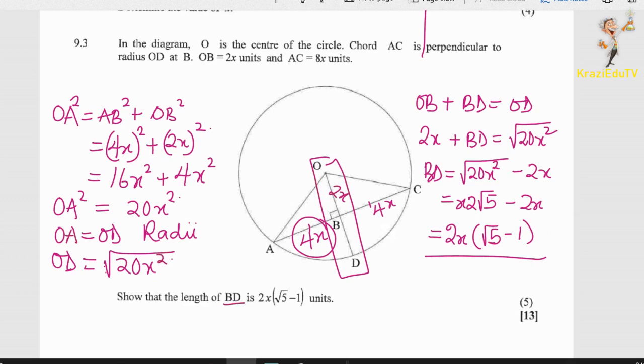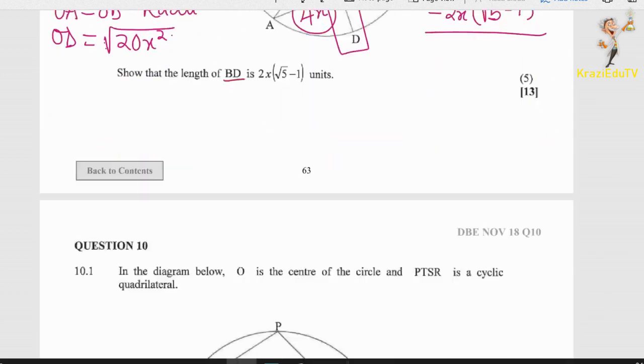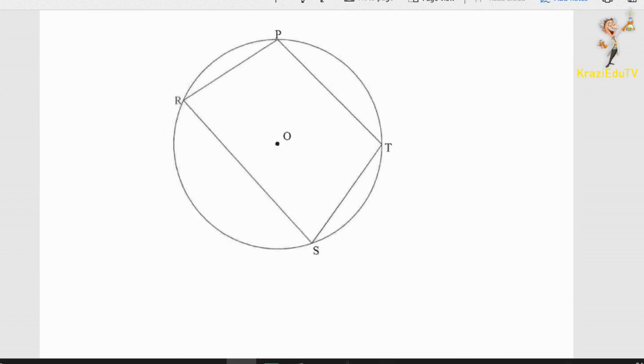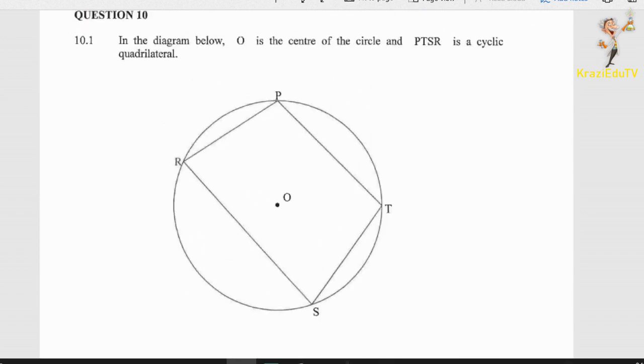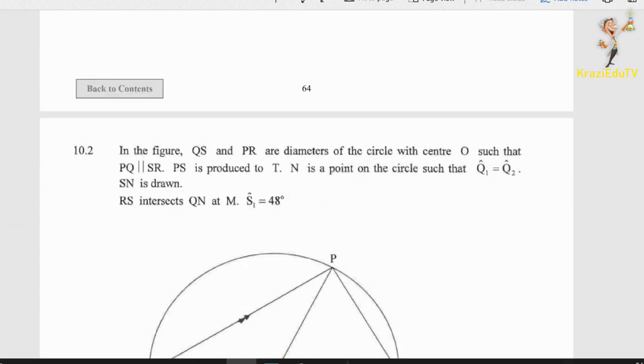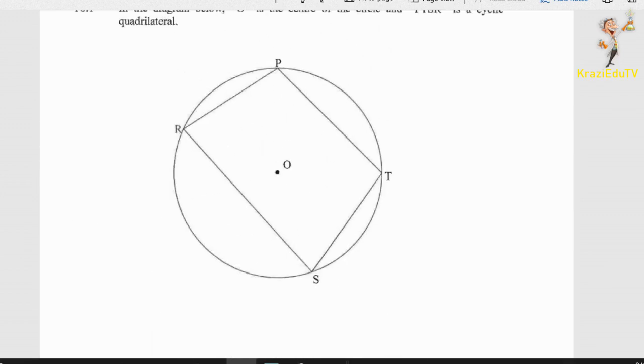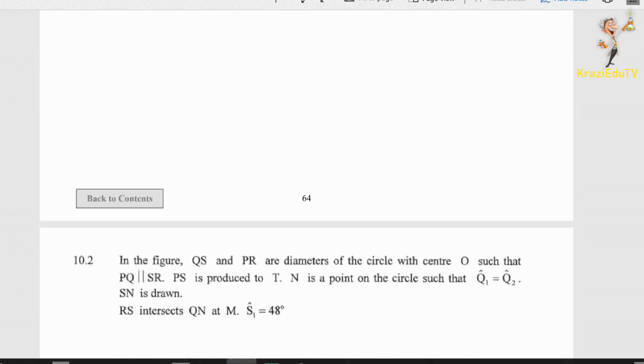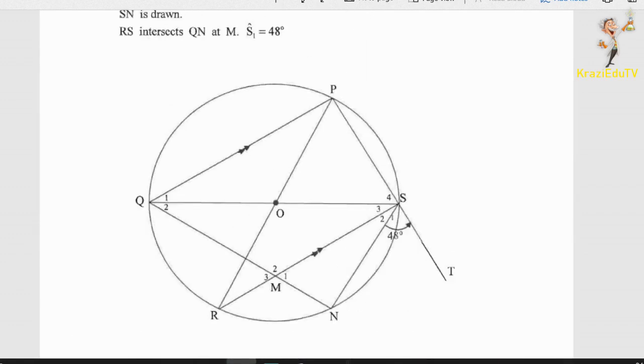So anytime you think about that, please think of Pythagoras theorem because the word perpendicular forms a right angle triangle. Alright, and the diagram below, O is the center of the circle and PTR is the cyclic chord. I'm sure we're trying to prove something here. Oh, there's no question there. Okay, there's no question, but I guess it's a proof. Alright, let's look at this one then.